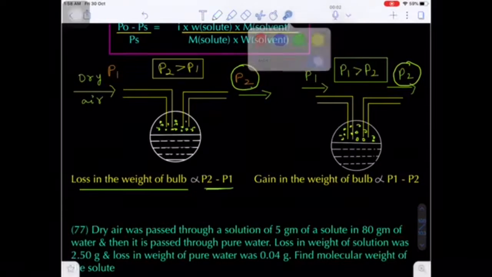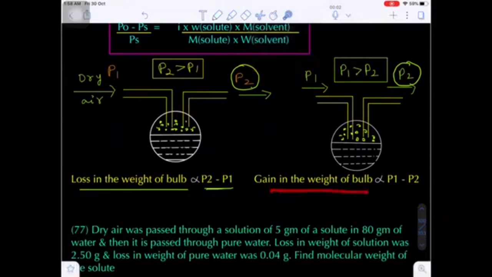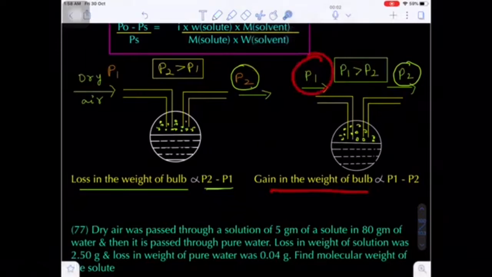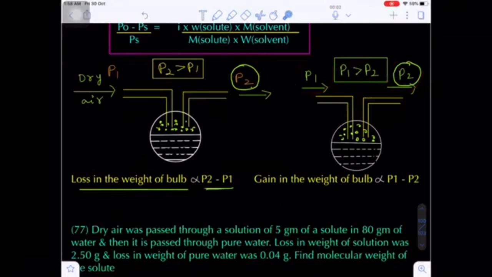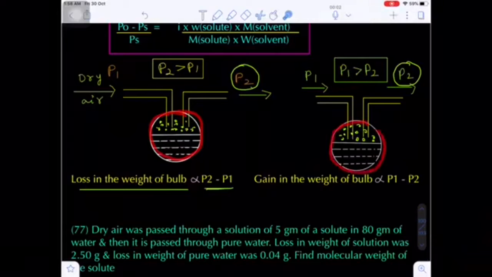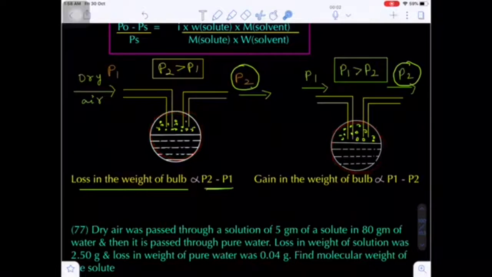When the weight of a bulb increases, the gain in the weight of a bulb is proportional to P1 minus P2. Yes or no? There are two options. The weight of a bulb may decrease, the weight of a bulb may increase. Are you getting my point?